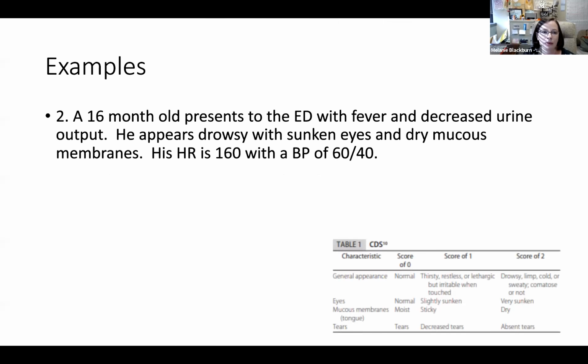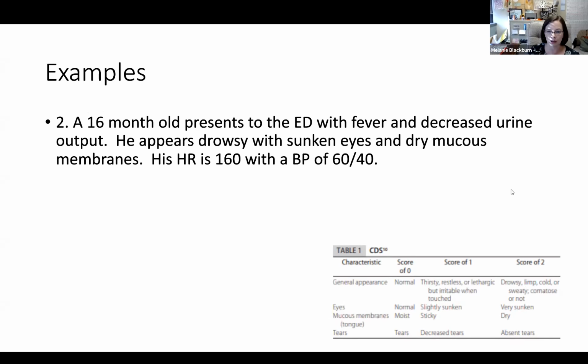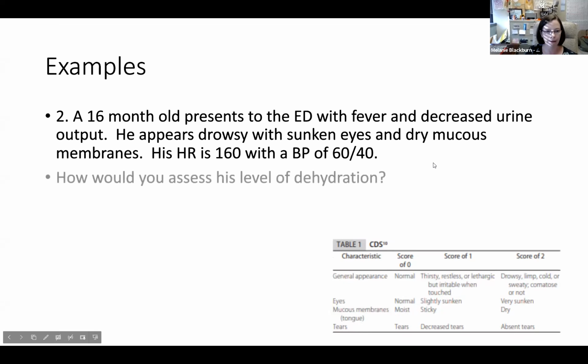Next example, a 16-month-old presents with the ED with fever and decreased urine output. He appears drowsy with sunken eyes and dry mucous membranes. His heart rate is 160 and his blood pressure is 60/40. So how would you assess his level of dehydration? And I've given you a nice little chart to use right there.